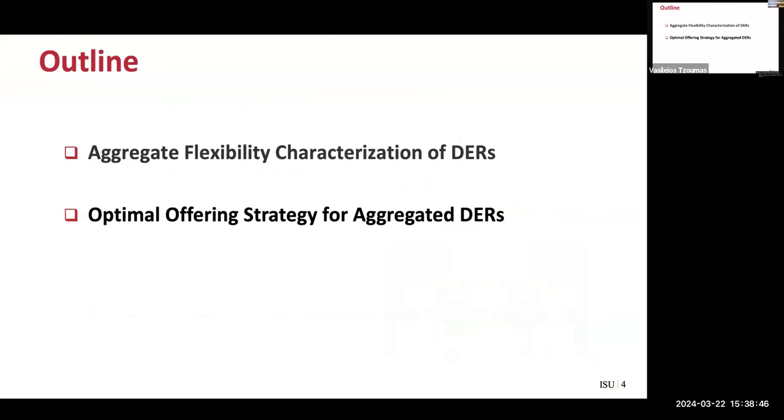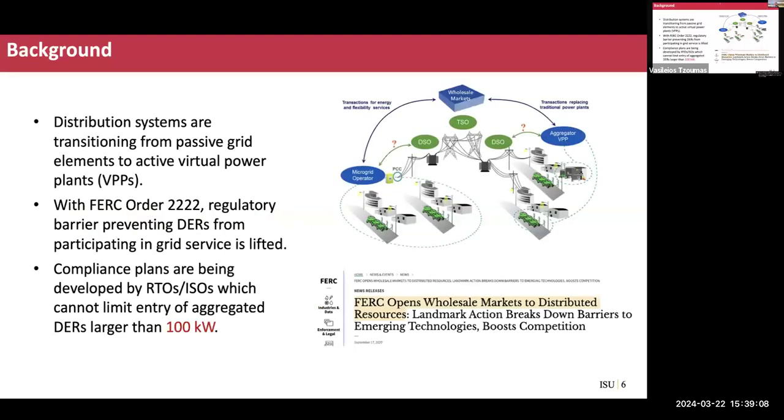So the outline of my talk can be characterized into these 2 parts. First, I'm going to talk about the aggregate flexibility calculation of DERs, and then I'm going to talk about the optimal offering strategy for aggregated DERs. I'm not going to talk about the real-time disaggregation part. And so let's jump into the first part, which is how to characterize aggregate flexibility.